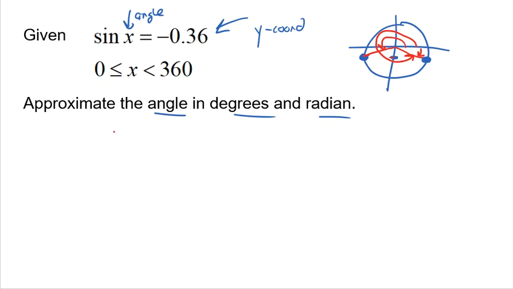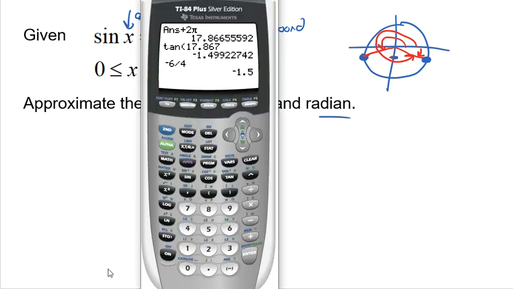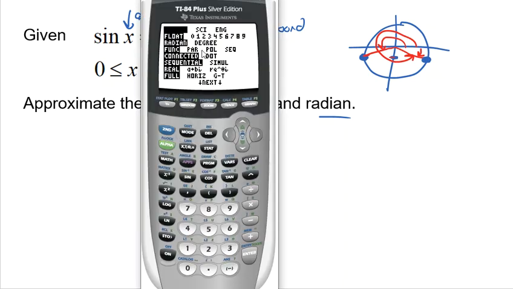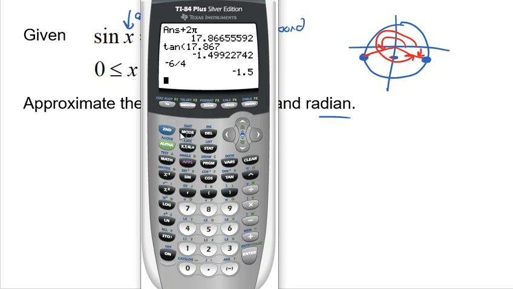So how do I find both of those angles? Well, let's do degrees first. So I'm going to go ahead and put myself in degree mode. Again, sometimes working with degrees is more visual because you've just been working with them for so long.